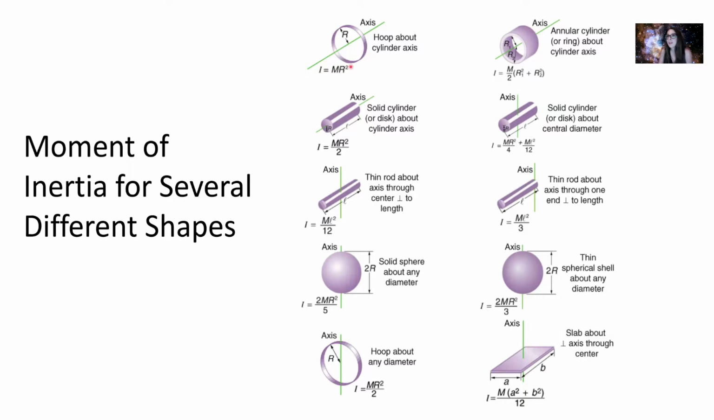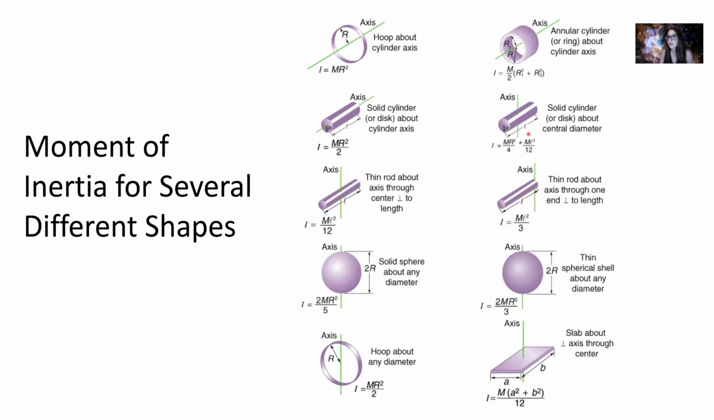And then let's go with this one down here. We're going to see this one in another problem. We have a long, thin rod with a length of L, okay? And it's going to rotate about an axis through one end perpendicular to its length. So it's going to rotate about this axis. This is its rotational point.